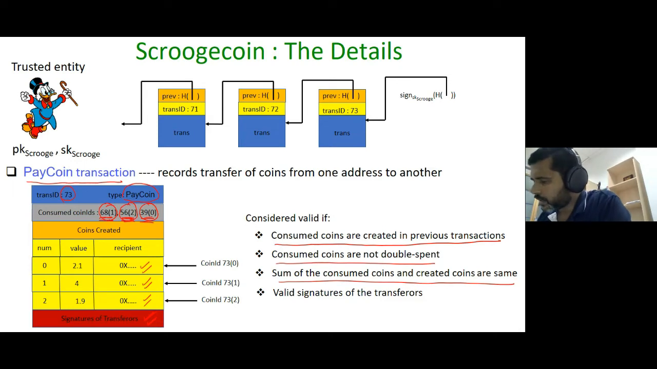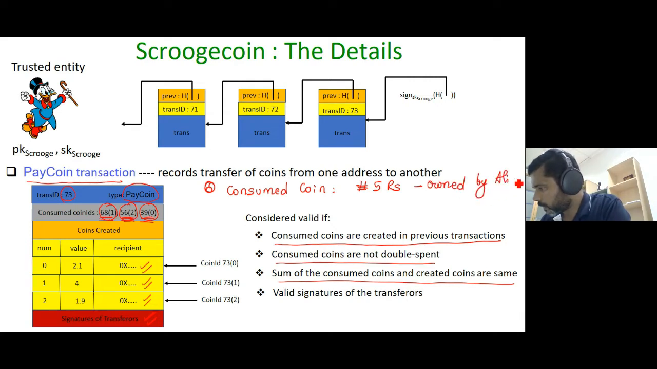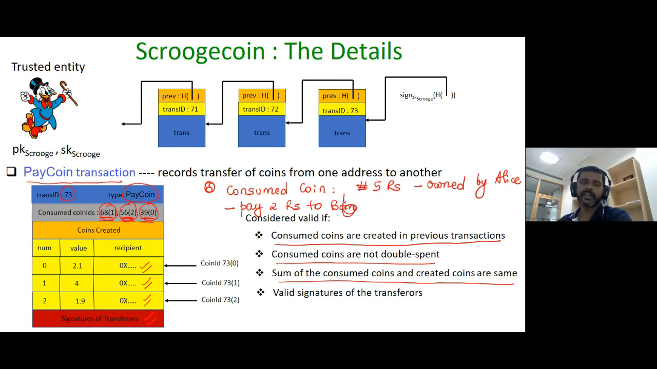What do I mean by that? So it might be the case that the consumed coin is of, say, value ₹5 and owned by Alice. And now suppose she wants to pay ₹2 to Bob. Right? So how do we handle such a situation in the real world? If I want to pay ₹2 to Bob, then Bob should return me back ₹3 in exchange, right? That's the way we can handle this.